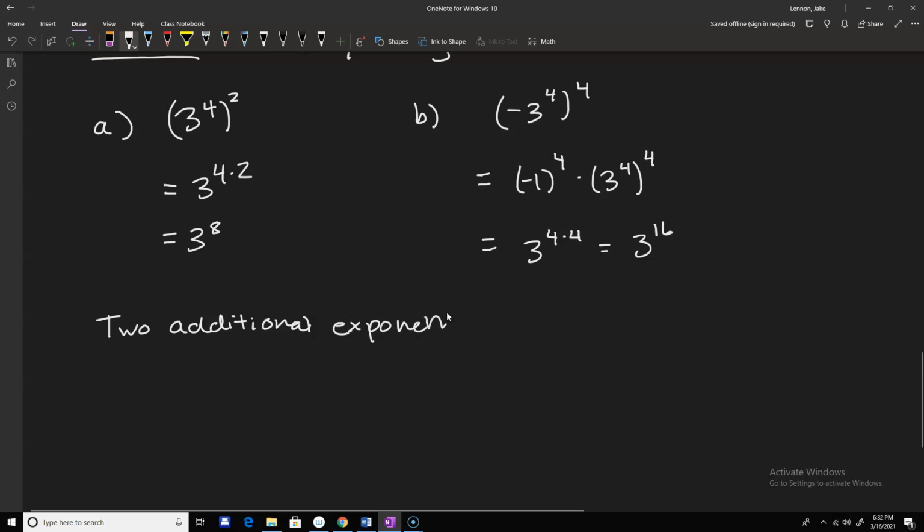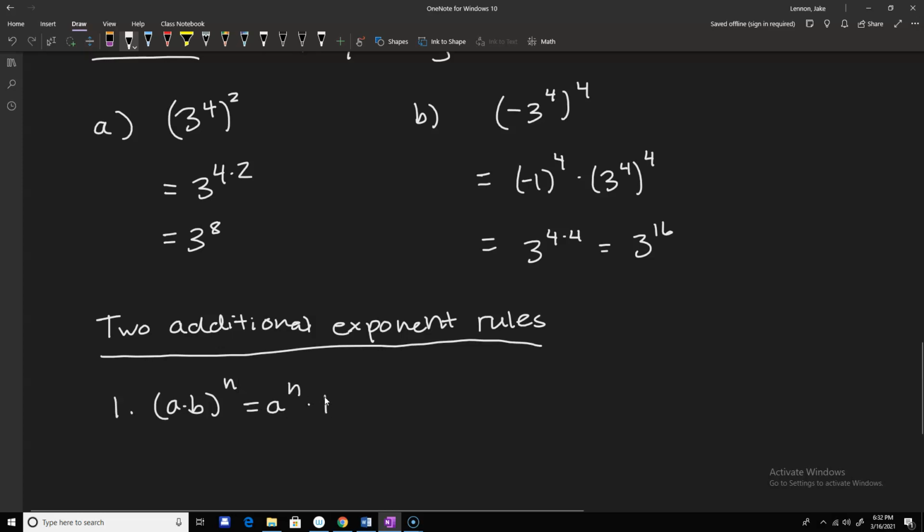And I don't know what their names are, but I always think about them separately. So, one, if you have two things being raised to a power, a times b, and let's say that's raised to the nth power, then that's the same thing as a to the n times b to the n.